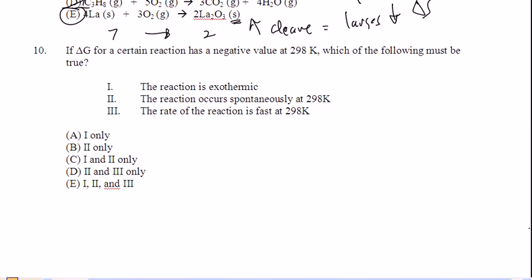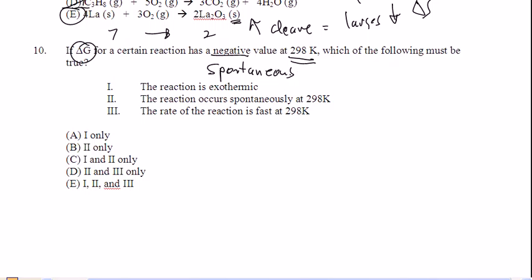For problem number 10, let's go through this step by step. If delta G for a reaction is negative, immediately when you see that, you need to write this word on your paper. Spontaneous. Delta G for a reaction is negative at 298 Kelvin. Which of the following must be true?